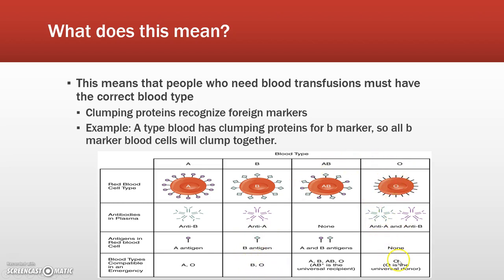O is typically the universal donor because it has neither of them, and it has both anti-A and anti-B proteins. So O can donate to anybody. AB can receive blood from anybody because it doesn't have any of the clumping proteins. And that's basically all that means, and we'll go into that in more detail tomorrow when you do the lab.